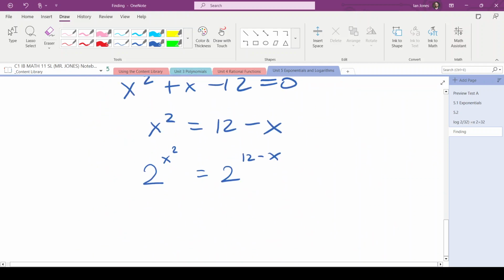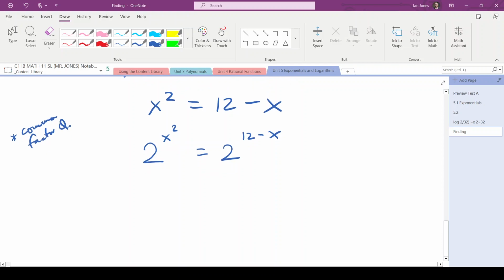Here, I don't actually have anything squared. If I wanted to do that, this would have to have a common factor. So, I could finish this off, but actually I'd like to make one with a common factor. Maybe I'll go back and do that. So, common factor question. I'll try that in a second.